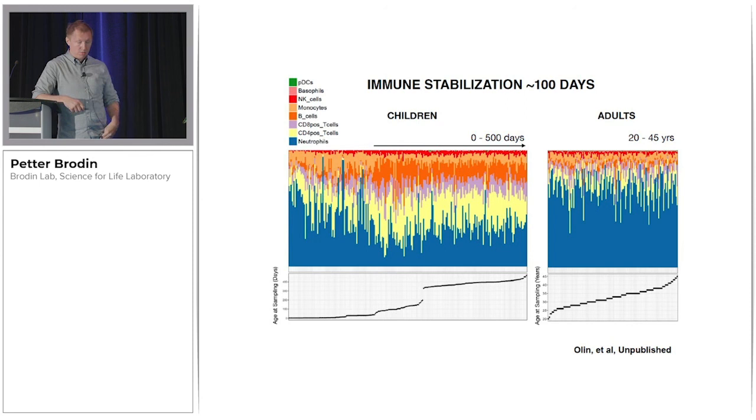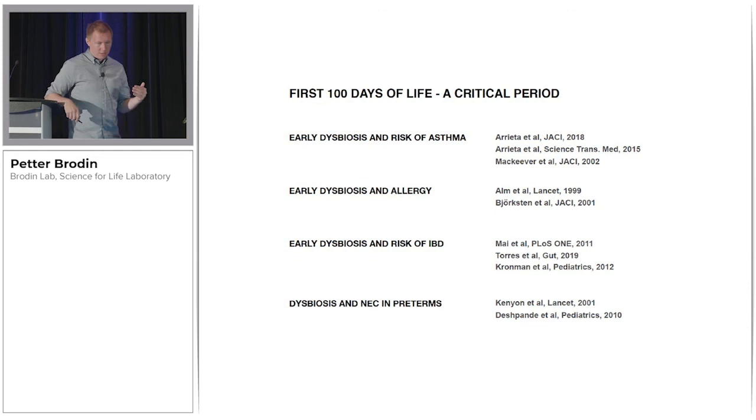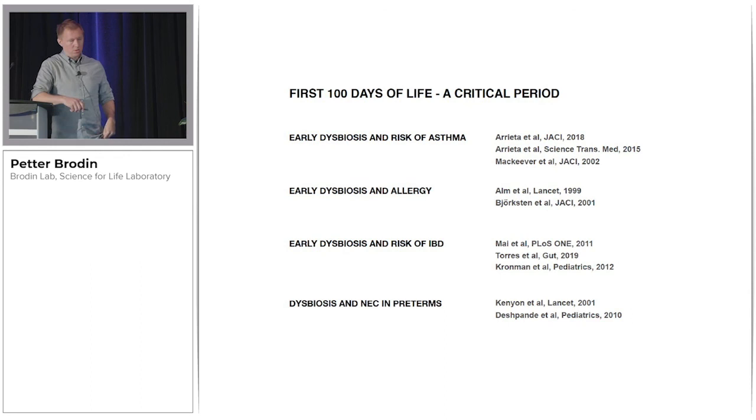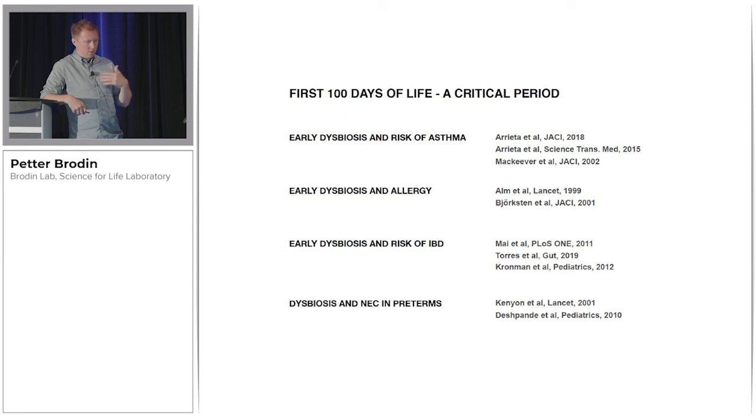So the 100 days is an interesting time because there's a lot of epidemiology suggesting that events before 100 days could have a critical impact on health long term, even in adulthood. For example, the risk of asthma if you have antibiotics given before 100 days is significantly increased, and so on. So something seems to be happening in the immune system. There's a critical period of adaptation and development.